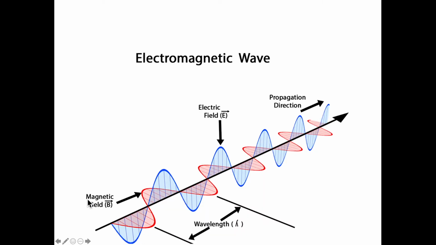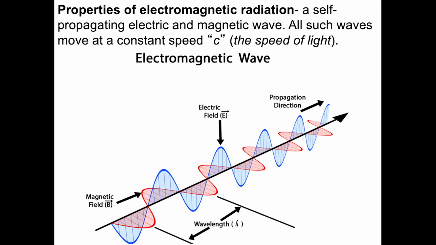Now, in discussing electromagnetic waves, there are a couple of things to consider. Most importantly, perhaps, at least up front, properties of electromagnetic radiation. A self-propagating electric and magnetic wave. All such waves move at a constant speed, c, which we refer to as the speed of light.